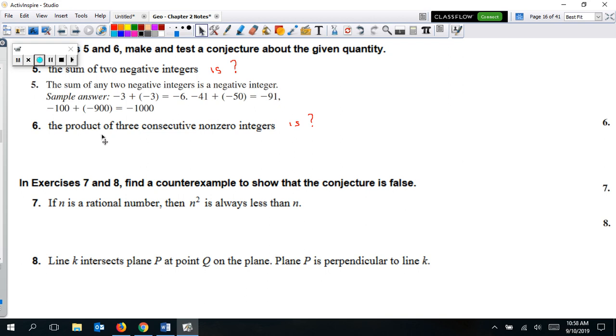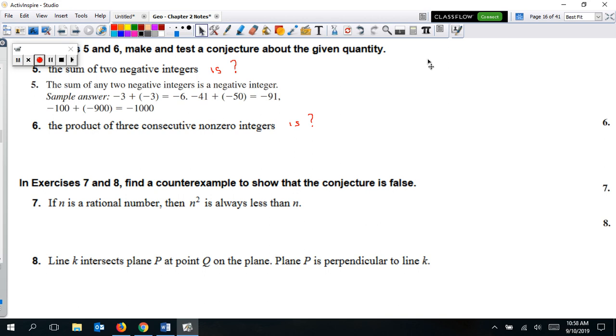6 says the product of three consecutive non-zero integers, and I put the "is ?" You might want to put that there so you know we're looking for what you observe when you multiply, that's what product means, three consecutive non-zero integers, so it just can't be 0. Consecutive means one right after the other. So like 1, 2, 3, if you multiply 1, 2, 3, you get 6, right? Now you might not be able to observe anything just yet. You might need to do that a few more times to figure out the pattern. You just can't do like 0, 1, 2, 3 or 0, 1, 2. You can't have a 0 in there.